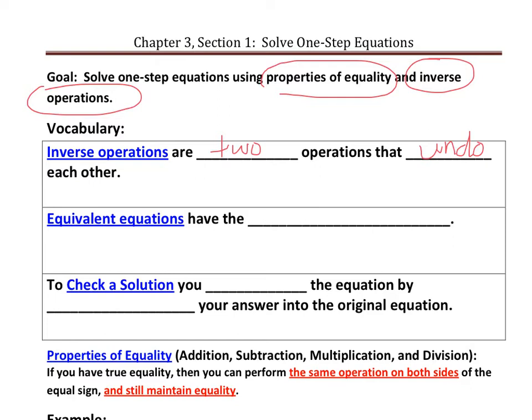Equivalent equations have the same solution. For example, if I had an equation x plus 2 equals 6, if I just use mental math and I asked myself what number plus 2 equals 6, we would say 4. If I had another equation over here, x plus 5 equals 9, and I used mental math and I asked myself what number plus 5 equals 9, the answer would be 4. Because both of these equations have the same solution, they are equivalent.